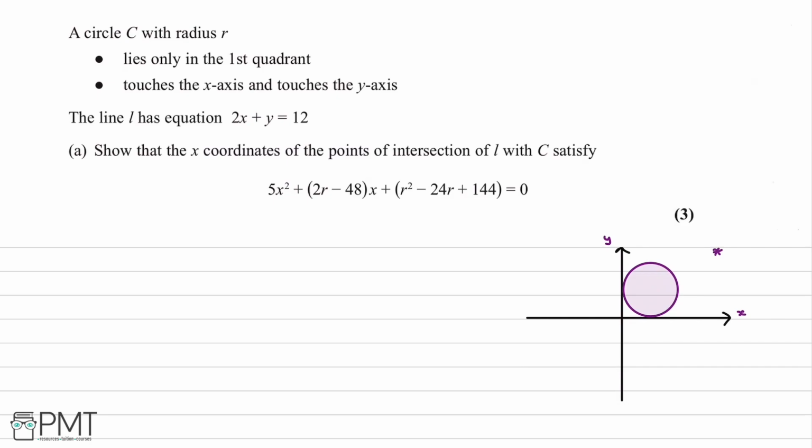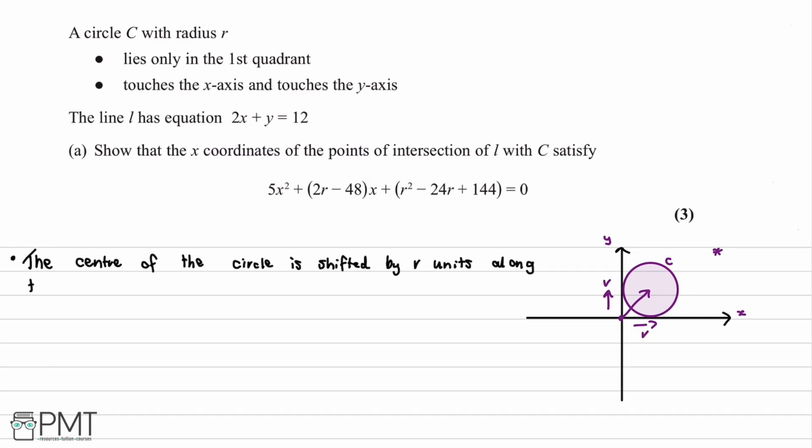So we know that the standard equation of a circle will be, we'll just put a C in here, this sort of thing, where the center is 0. So we know that for our circle, the center will have been shifted up from here to here. So to find the center, it's going to be shifted by the radius along the x-axis and by the radius on the y-axis. So therefore, we'll just write this down. The center of the circle is shifted by r units along the x-axis and the y-axis.